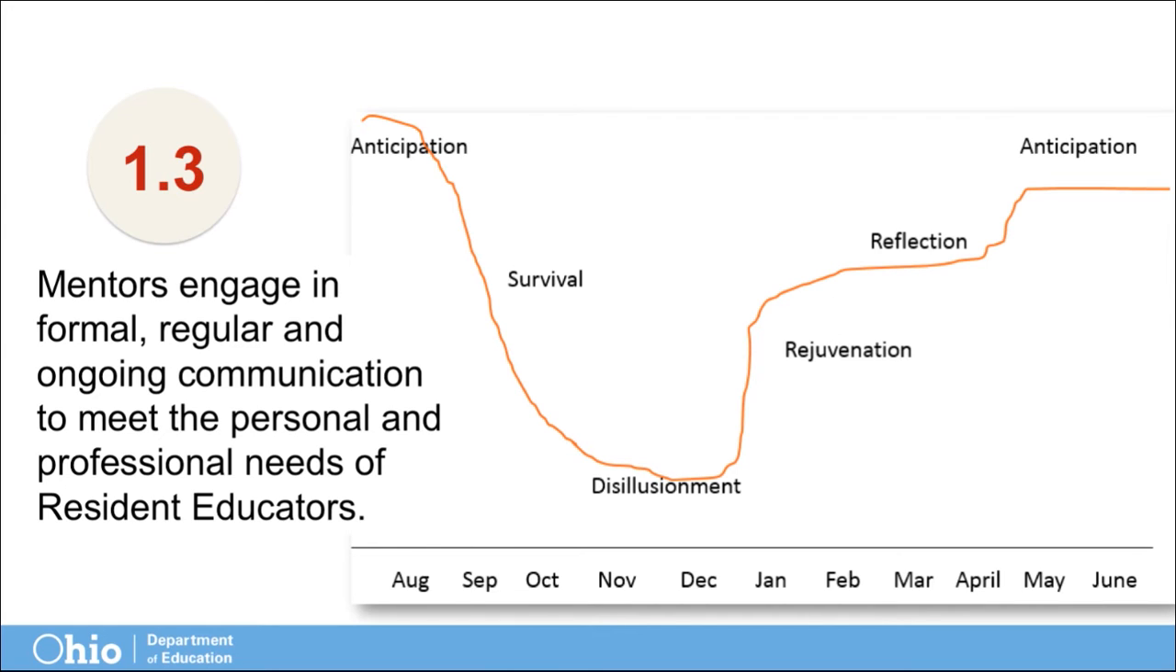The attitudinal phases shown on the screen remind us how mentors must tailor support for their resident educators. Mentors must be mindful that resident educators' emotional states and needs will vary greatly as they gain teaching experience. Situations and timing are important factors to consider when communicating with resident educators.